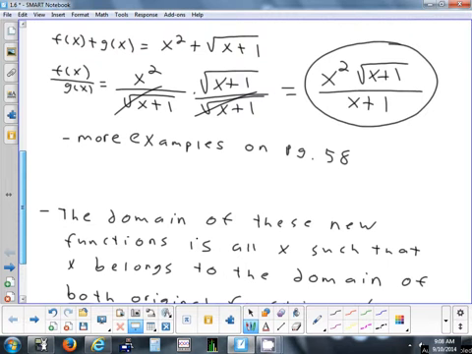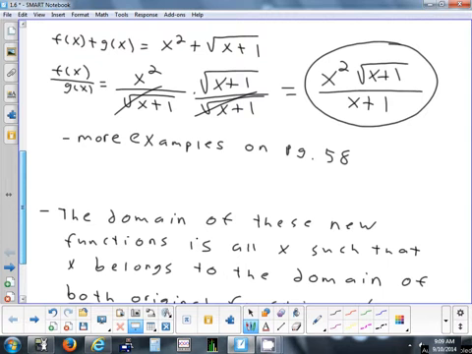Remember, we can't take the square roots of negatives. So with the square root part, we'd want to make sure we pick all numbers greater than or equal to -1. Okay, that works for the square root part. But then we have to cancel out -1 because of the denominator. So the domain of f of x divided by g of x is all real numbers greater than -1.